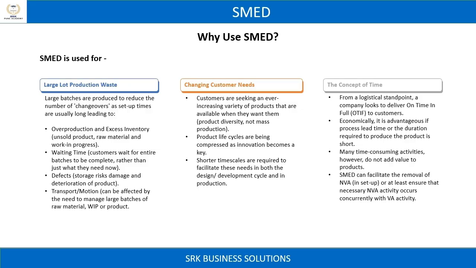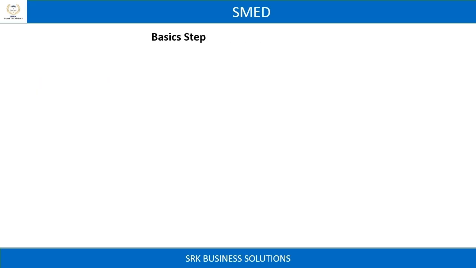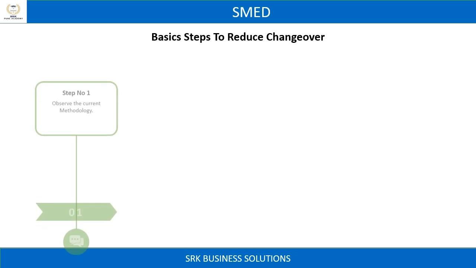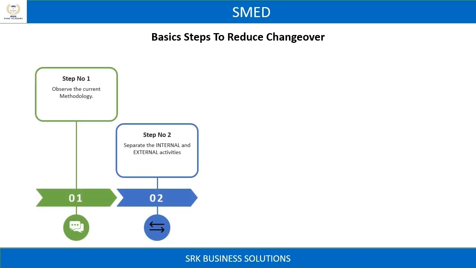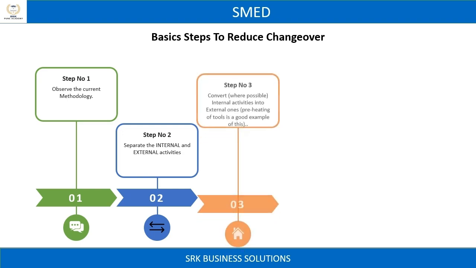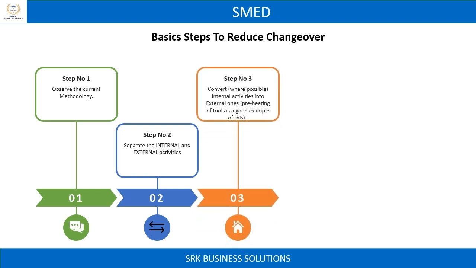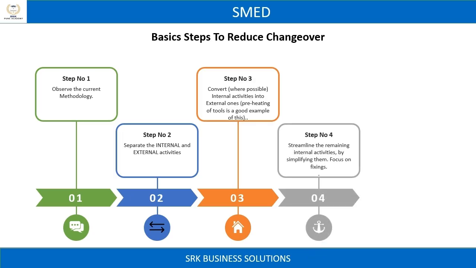Now we will understand basic steps to reduce changeover. Step 1. Observe the current methodology. 2. Separate the internal and external activities. 3. Convert internal activities into external ones. 4. Streamline the remaining internal activities by simplifying them.